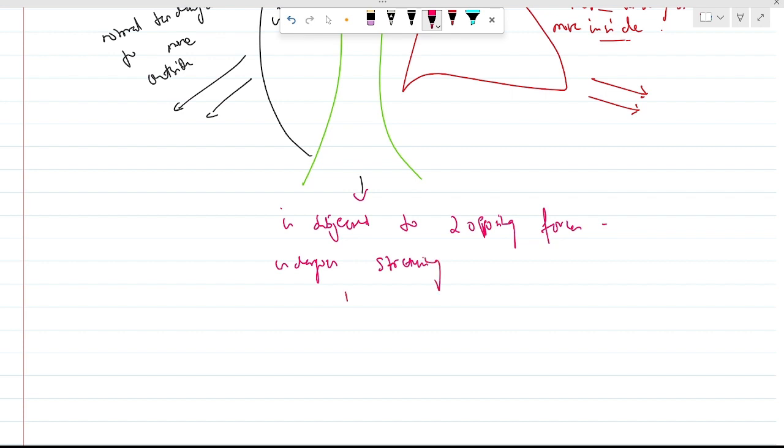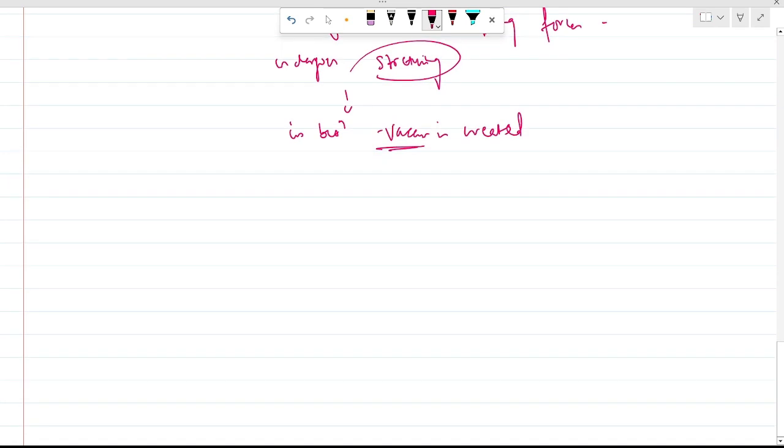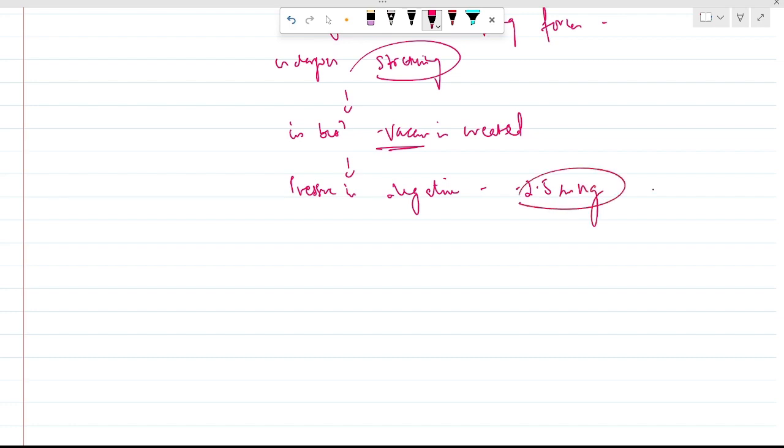Which results in a vacuum being created in between. Two opposing forces undergo stretching and a vacuum is created, and as a result pressure becomes negative. Pressure is negative. How much negative? What is the value at rest? Minus 2.5 millimeters of mercury.